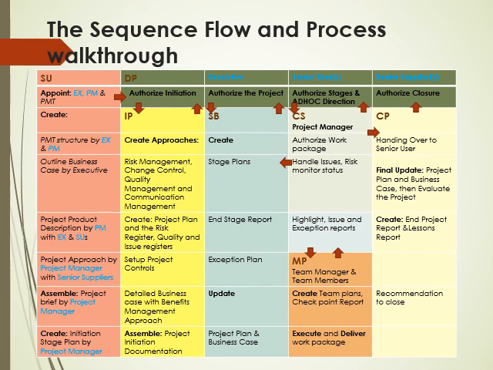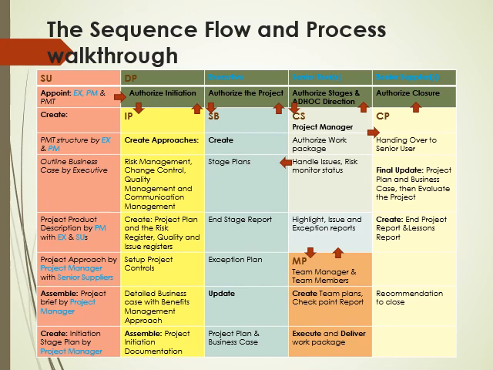Then we go to set up project controls. Set up project controls is simply getting the tolerances given by the project board to the project manager documented, the reporting structure, how often the highlight report should come to the project board, and all. And then we now create a detailed business case.